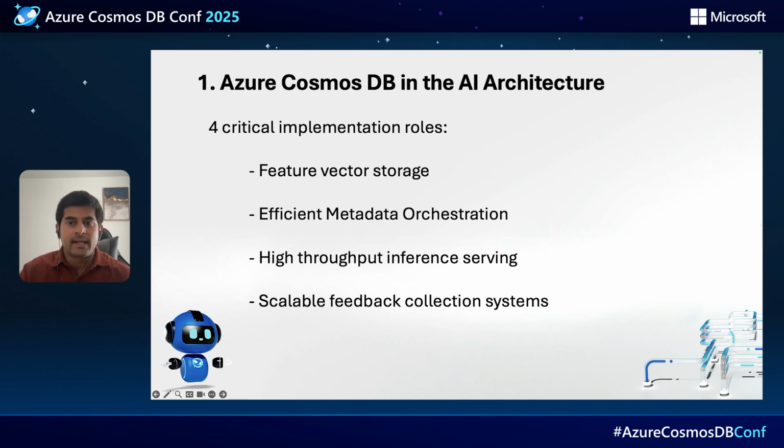Then we have scalable feedback collection systems. Here, the AI models improve when they learn from feedback. So Cosmos DB helps collect, store, and then analyze real-time user interactions to make the AI smarter. These systems take large-scale data from users, IoT devices, and applications. It enables real-time analytics, helping the AI teams refine models continuously. It also has low latency global access, which ensures the feedback is captured quickly.